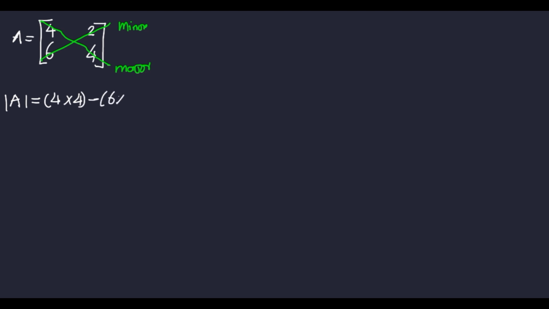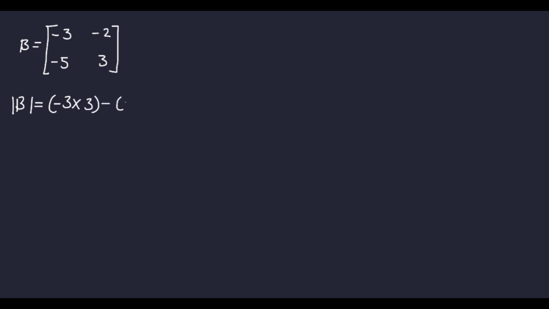So matrix A has these. So from the given matrix, we can see that here the 4 denotes the major diagonal, then 6 and 2 denotes the minor diagonal. Okay, so now for us to find the determinant, so determinant is equal to 4 multiplied by 4 minus 6 times 2. 4 times 4 is 16, minus 6 times 2 is 12. 16 minus 12 is 4.